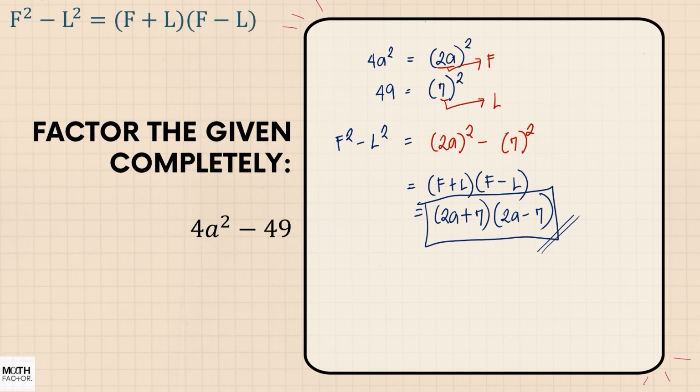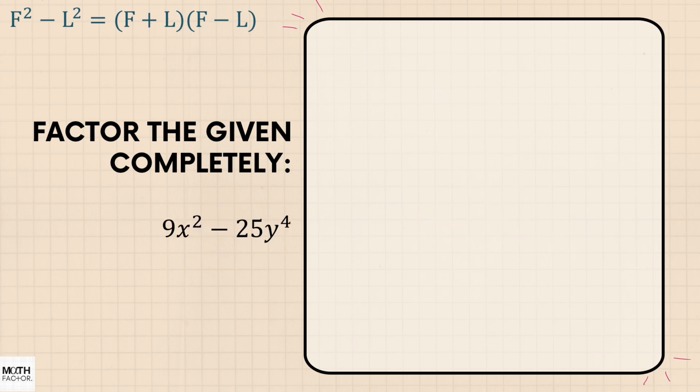So in short, to factor the difference of two squares, you just need to get the square root of both terms and then apply the formula. Let's try it on our next example. In this example, we have 9x squared minus 25y raised to 4. So we're going to get the square root of the first and the last term.